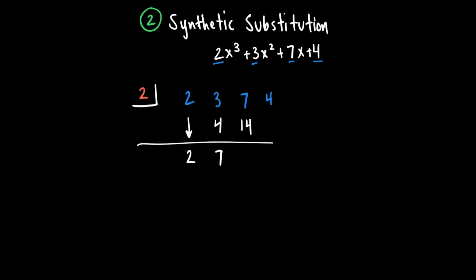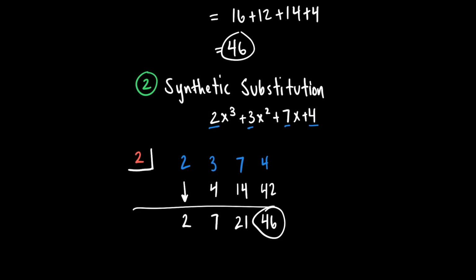So we multiply up and then add down: 7 plus 14 is 21. Then we multiply up: 2 times 21 is 42. And then we add down: 4 plus 42 is 46. And look at that, you get the exact same answer as direct substitution, but you don't have to cube things and square things and add them all together. If you can just do some simple addition and multiplication, that will work.